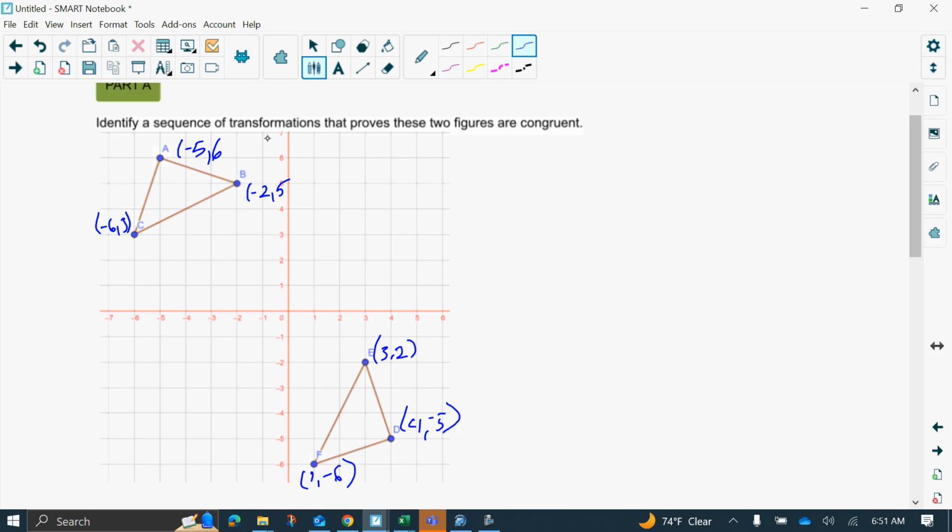Now, it says sequence. In other words, we can't just do this with one move. It's going to take at least two. Because if we just translate it, well, we could move this down to where D is, but then the triangle would be, this point would be here, but the other points would be down here, and so it wouldn't all line up.